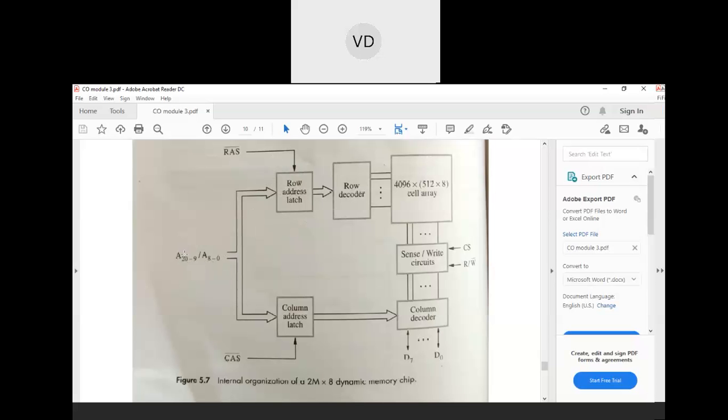A9 to A20, 12 bits are used for giving the row address. How the row address is stored in this row address latch is when this row address strobe RAS signal is generated. When the RAS signal is active, that time the row address is latched into this block. This is the row address latch, which means the address is stored. Latch means what? A latch is used to basically retain the state. Latch means it is used to hold that particular data which is present in that block.